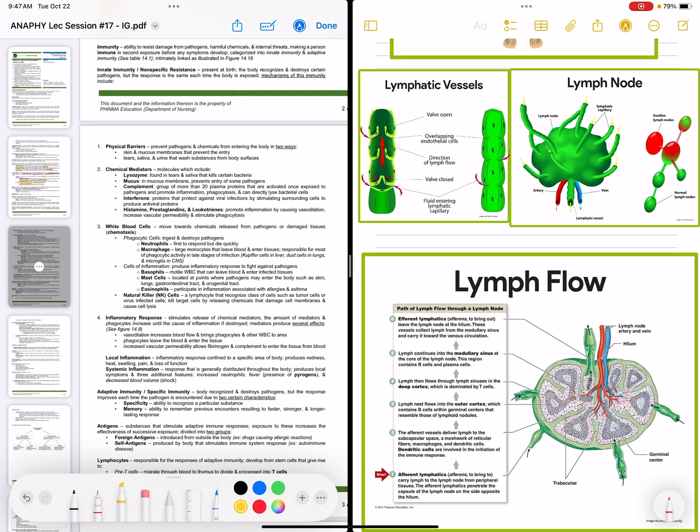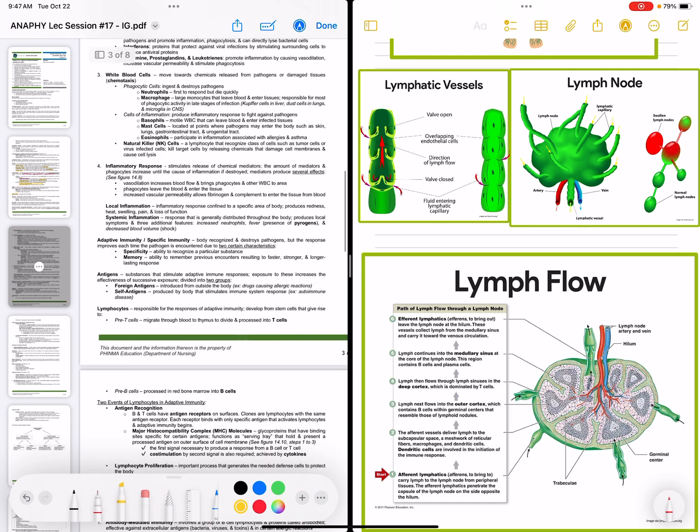So, pwede siya maging skin and mucous membranes that prevent the entry, and tears and saliva and urine that wash substances from body surfaces. And number 2, chemical mediators. So, molecules which include mga lysosome, mucus, complement, interferons, histamine, prostaglandins, and leukotrienes. Number 3, white blood cells.